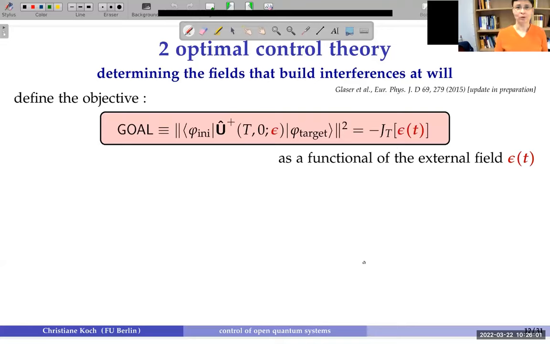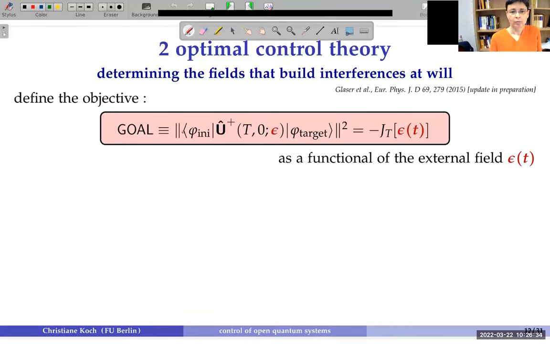Here we go, chapter two. Optimal control theory, which is another way to determine the fields that build the interferences that we want. And the idea is really to exploit variational calculus. Or in other words, we have to think, what is it really that we want? And we define this in terms of a real valued functional.